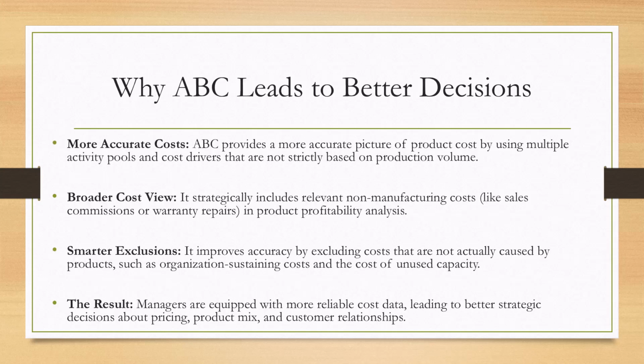So, let's bring it all together. Why does activity-based costing lead to better management decisions? First, it provides more accurate product costs by using multiple activity pools and cost drivers that go beyond simple production volume. It also provides a broader view of cost by strategically including relevant non-manufacturing costs, like sales commissions or warranty repairs, in its profitability analysis. And finally, it improves accuracy through smarter exclusions by not assigning costs like organization-sustaining activities or unused capacity to products that did not cause them.